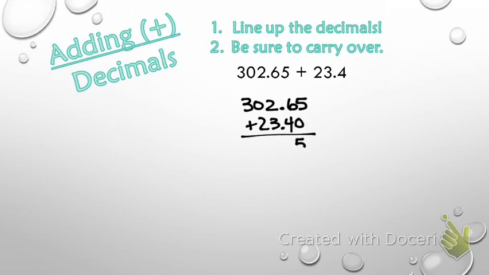Then you just add straight down. 5 plus 0 is 5. 6 plus 4 is 10. Carry over my 1. 3 plus 2 is 5, plus 1 is 6. 0 plus 2 is 2. And then we'll bring down that 3. So you should get 326.05 or 326 and 5/100.